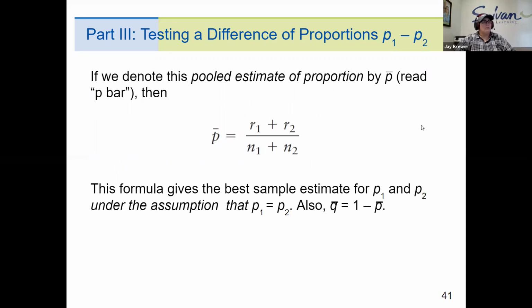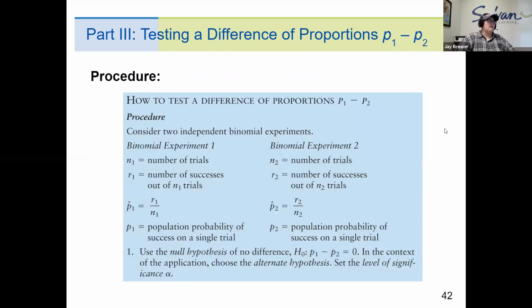If we denote the pooled estimate of proportion as p bar, then you get the following. Again, this should be kind of a review for you because you used this last time. All right, here's your procedure. Go ahead and pause and take it down.